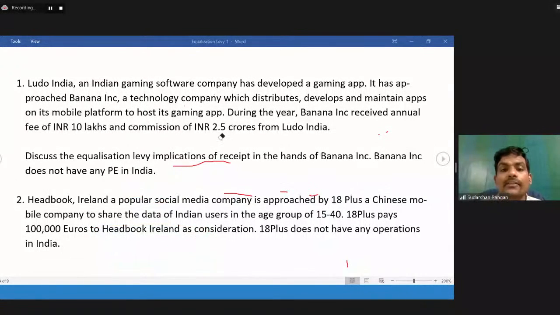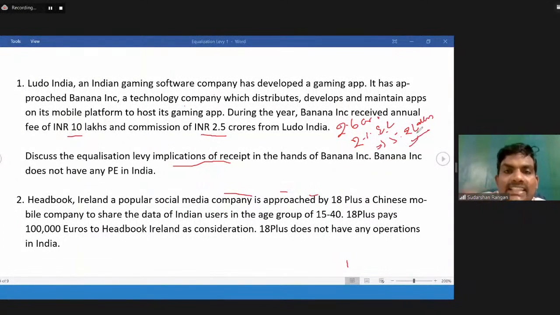2% equalization levy on 2.6 crores, on any consideration, Sumit. So any consideration received by the non-resident e-commerce operator. So what is the consideration? 2.5 crores plus 10 lakhs. So on 2.6 crores, 2% equalization levy, which is what I mentioned, 5.2 lakhs.